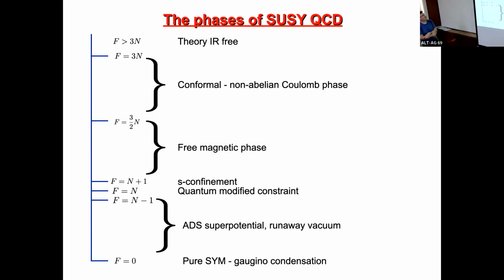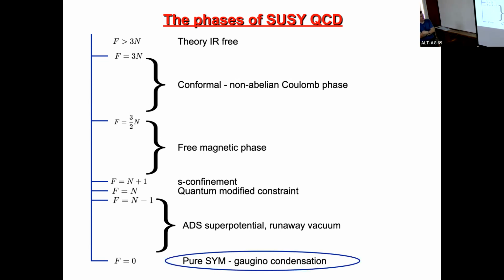So here we are changing the numbers. It is always an SU(N) gauge theory with an increasing number of flavors. Here I start with 0 flavors and I go up to 3N flavors. Once the number of flavors is bigger than 3N, the theory will not be asymptotically free. So the theory will be IR free. There's nothing exciting there about 3N, and so the question is what happens below that.